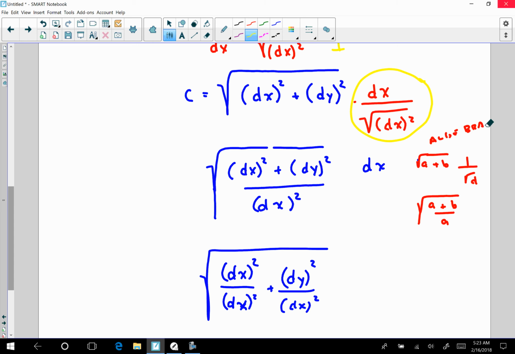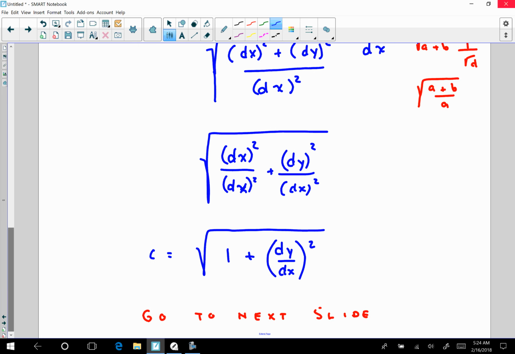And now, if you look at what's underneath the square root symbol there, I can simplify that as being dx squared over dx squared plus dy squared over dx squared. That's awful nice. This dx squared over dx squared certainly is 1, and I can certainly write dy squared divided by dx squared as (dy/dx) squared. So that's my c. That's very nice because if I'm not mistaken, and I'm not, this is where I want it to go.